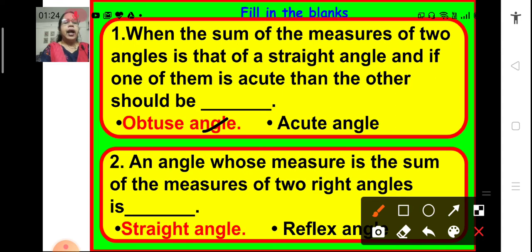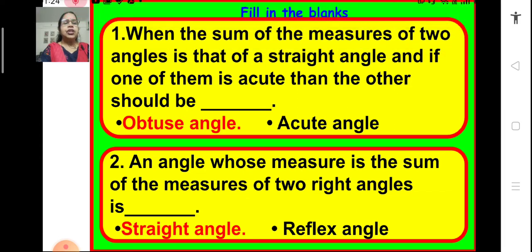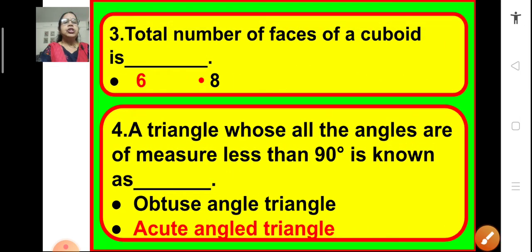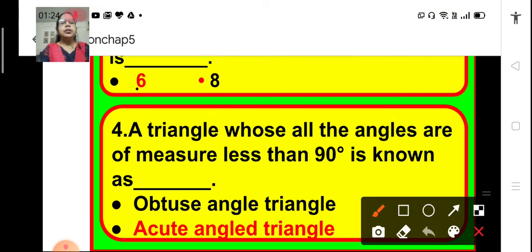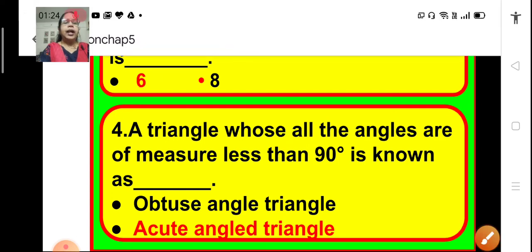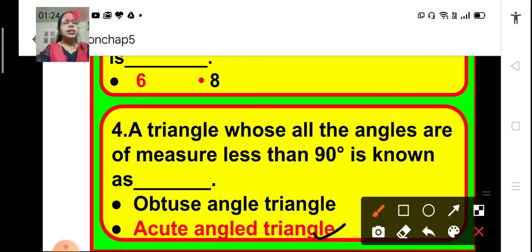Next question. An angle whose measure is the sum of the measure of two right angles is dash. Measure of two right angles means it's 180 degree and 180 degree angle is a straight angle. So it is a straight angle. Next question. Total number of faces of a cuboid is 6, isn't it? So 6 is the right option. Next, a triangle whose all the angles are of measure less than 90 degree is known as acute angle triangle. This is the right option.